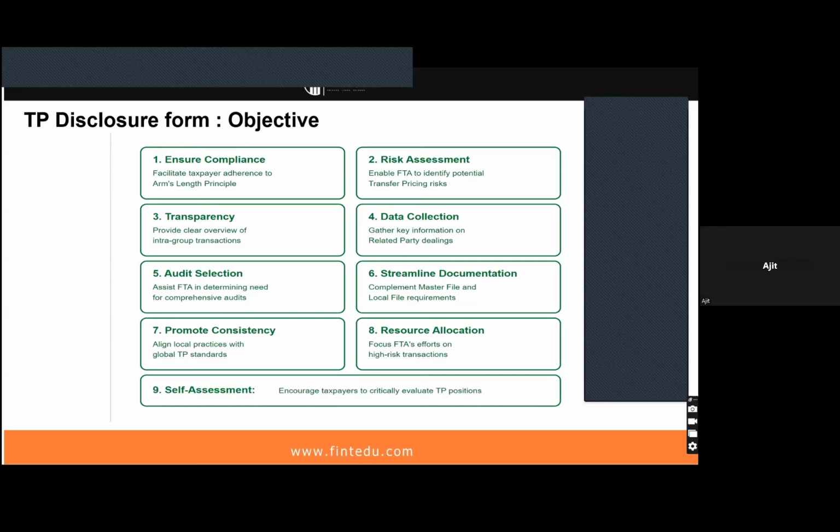So overall, if you see the TP disclosure form, this is not only a compliance-driven form, it is, I would say, a form for risk assessment, not only for the tax authorities, but the taxpayer also, because at the time of the disclosure form, the local file and all other documents need to be attached. And before submitting this, the entire analysis needs to be performed to ensure that the transaction is at arm's length and appropriate documentation has been maintained.